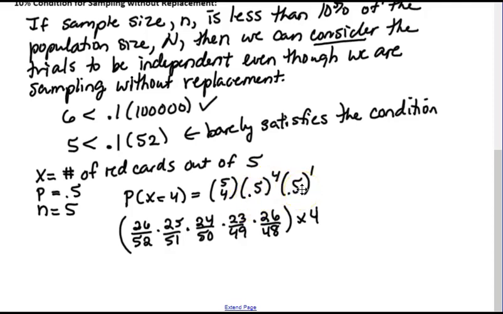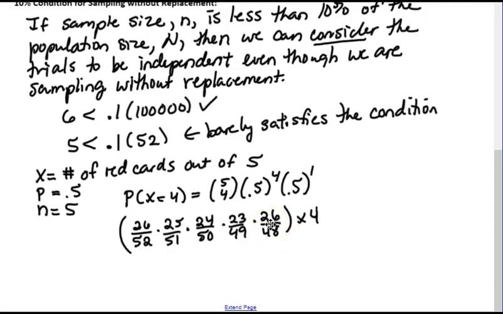Here would be how I would do it, just using strict probability rules. It would be 26 out of 52 for my first selection. Let's say I draw a red card. Then it would be 25 out of 51 for the next red card, then 24 out of 50 for the next red card. So now there's 23 red left out of 49 possible cards. That would be my 4 red. And then for the 5th card I drew a black card. Well, there's still 26 black cards left because I haven't drawn any black cards yet, so 26 out of 48.